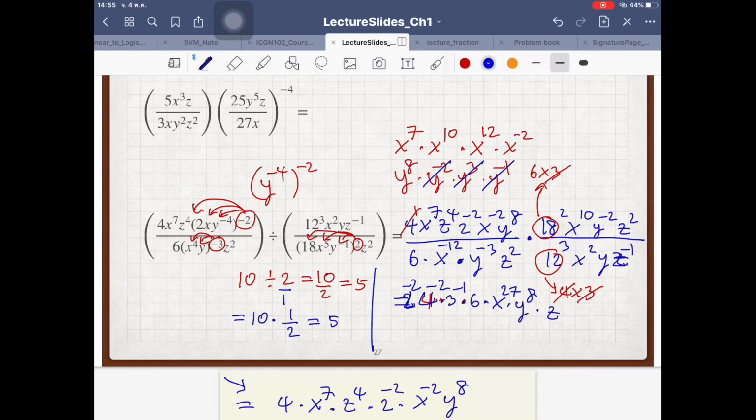But for the term z, here you have, let me see, 4 plus 2, you get 6, right? Minus 2 again, you get 4, plus 1, you get 5.